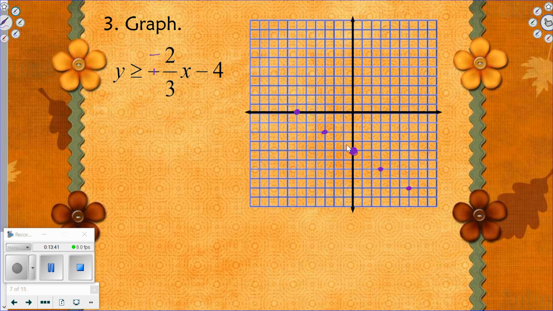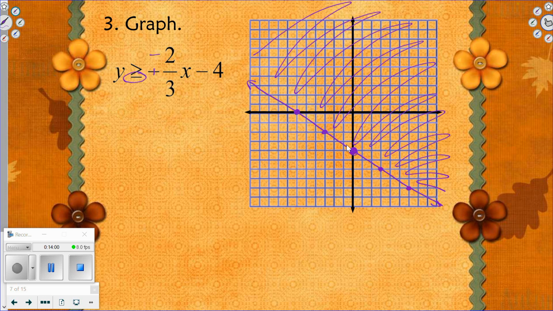Is it solid or dotted? Solid, good, because it's got the equal to part. And then do we shade above or below? Above. It's greater than, which means I shade above. Dylan, give me 1 point that's an answer. What? 2, 2. He's sticking with the 2, 2. Yes, that works. 2, 2. Is it pink?